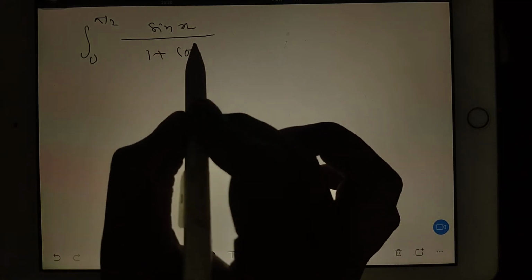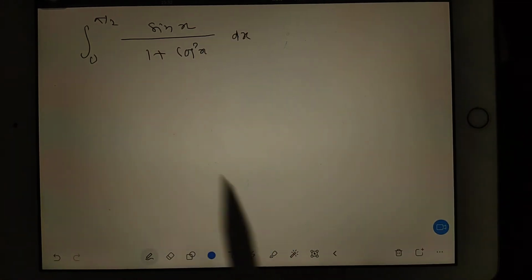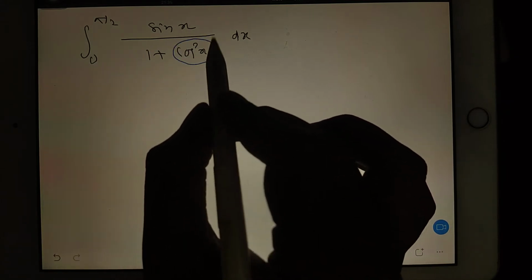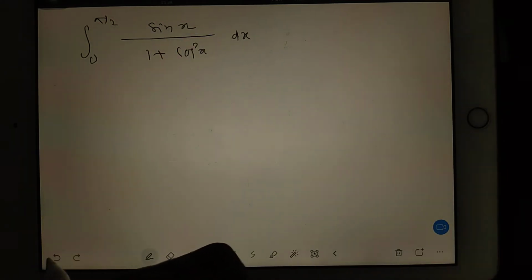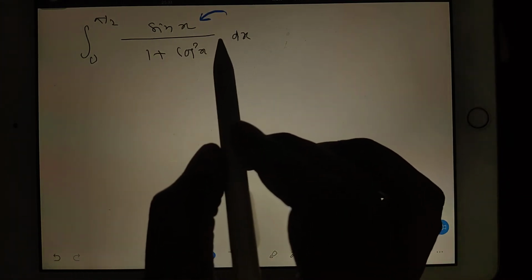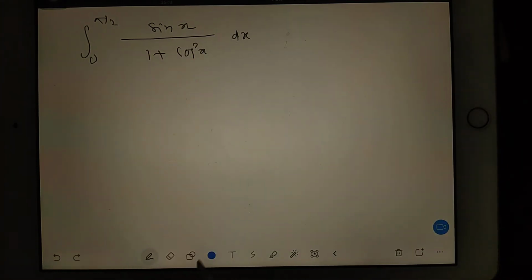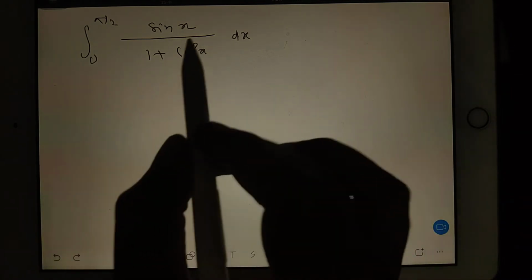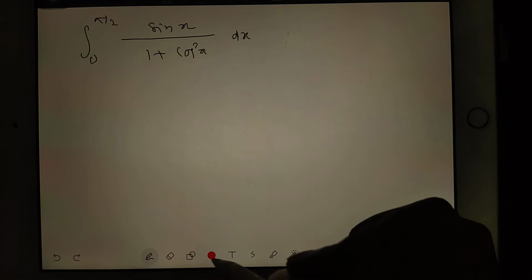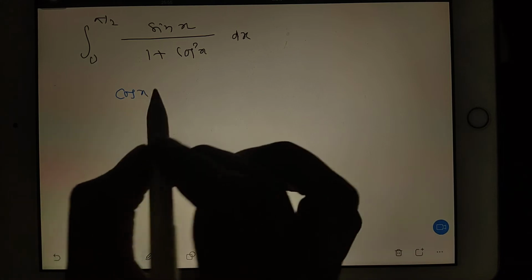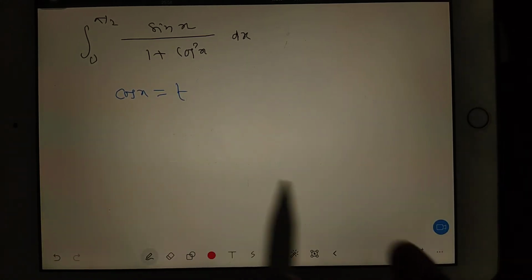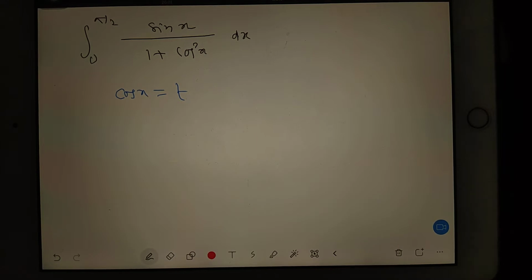Now let's go for another important question, and in this important question I am taking 0 to pi by 2, and here I am taking sin x divided by 1 plus cos square x dx. Always remember this trick. Whenever you have a cos square term and sin x term like this, or sin square and cos term, or anywhere in the question you have a sin square or cos square term, in these kinds of cases, the more suitable format is to convert cos x as t. This gives us so much detail in one shot.